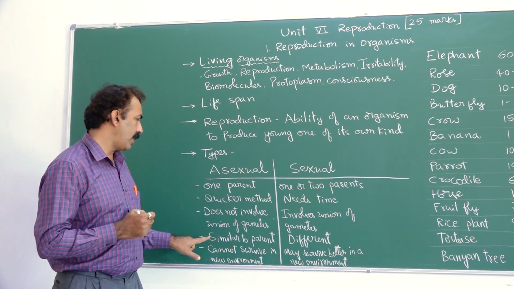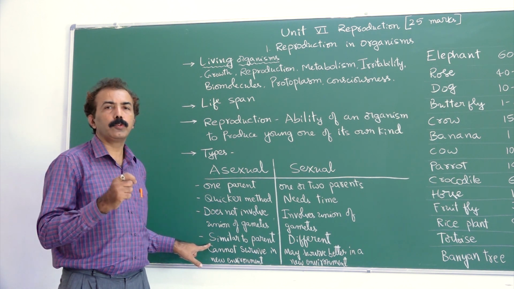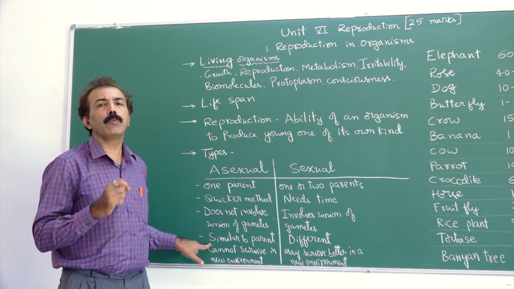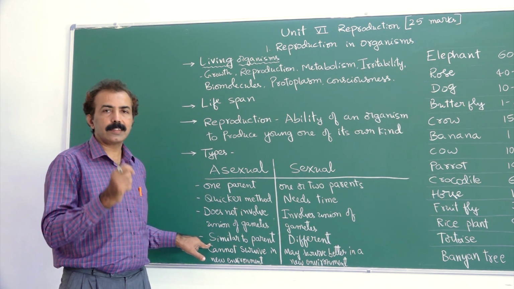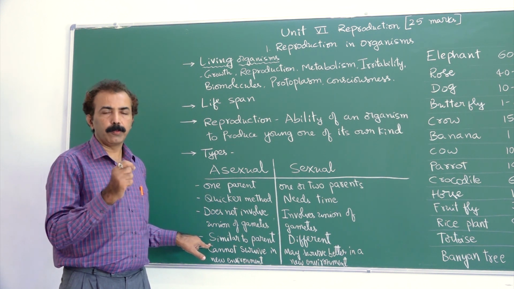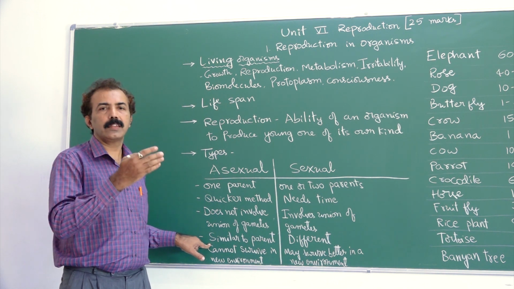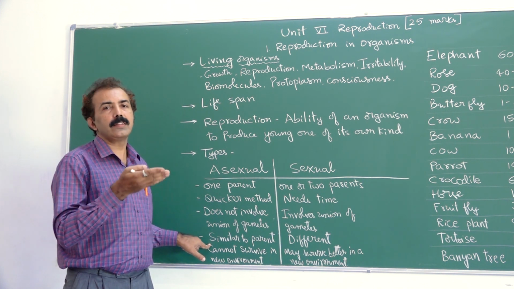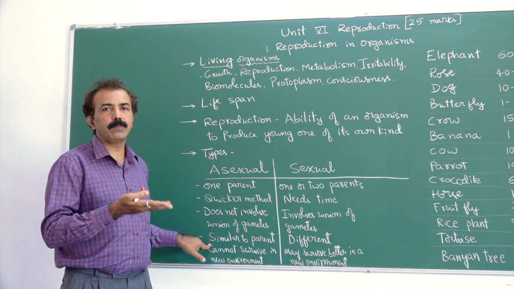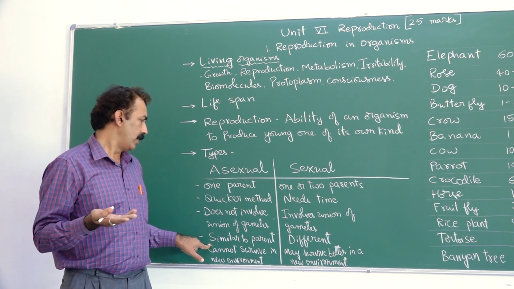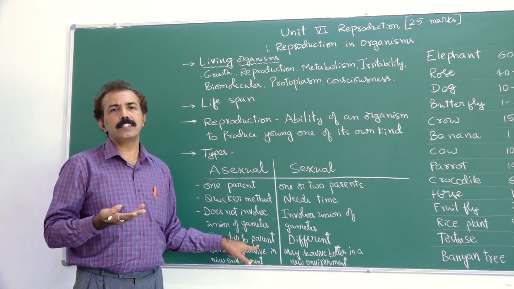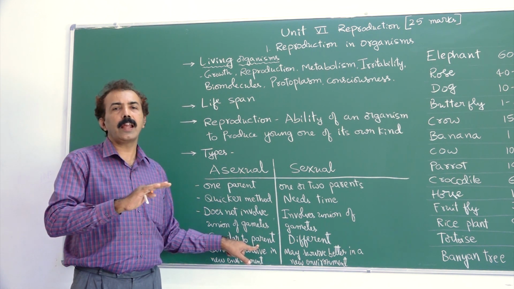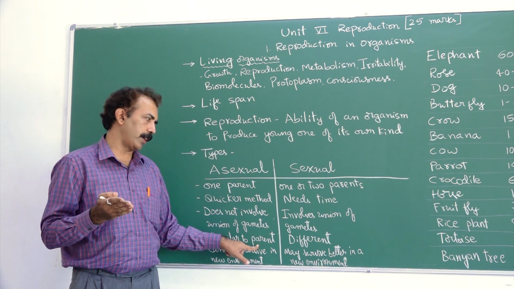In asexual reproduction, the young ones born are similar to the parent. You can just call them clones. No difference. The young one is exactly the same as the parent. If the parent has superior characters, the young one continues with it. If the parent has inferior characters, the same thing repeats in the young one. So, it's an advantage as well as a disadvantage. The originality does not change in asexual reproduction.